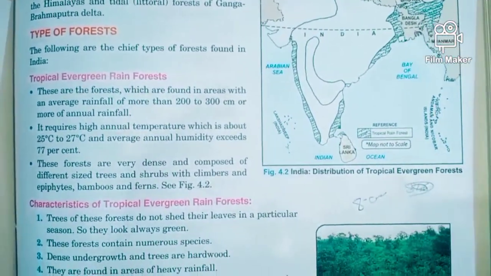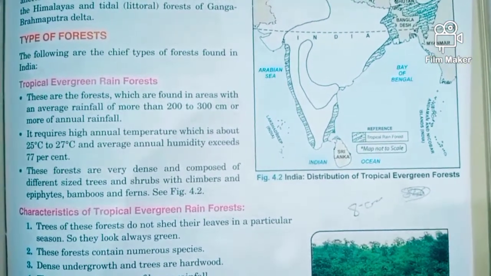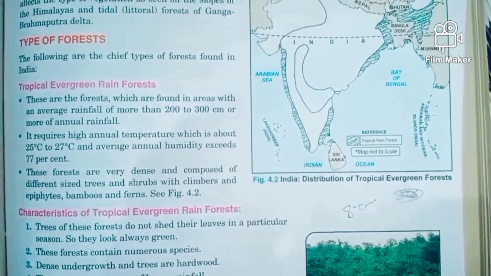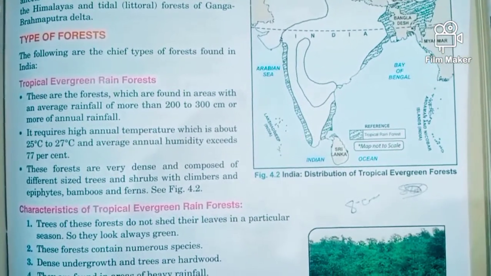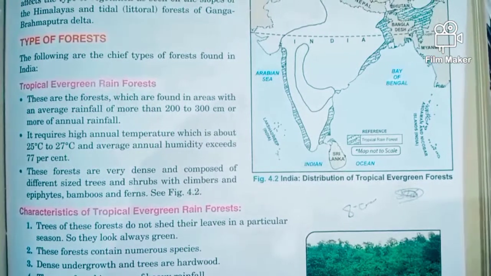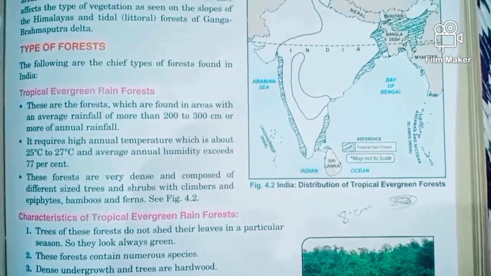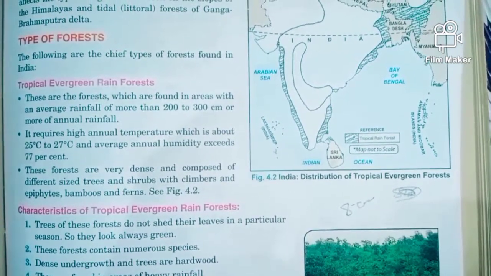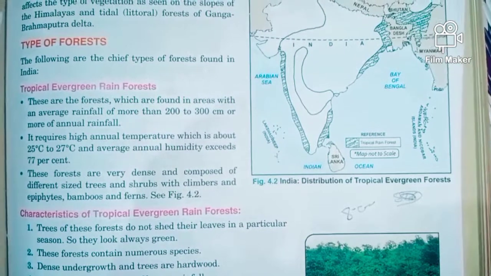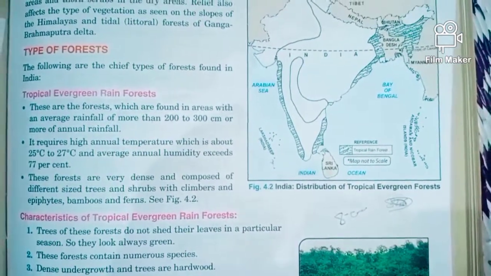One thing should be noted down here, that this chapter will carry 10 marks, and basically you should understand the types of forest, where they are located, and their characteristics. That we need to focus upon. So here we are about to begin the type 1 forest, and that is called the tropical evergreen rain forest. Let's try to take a look.